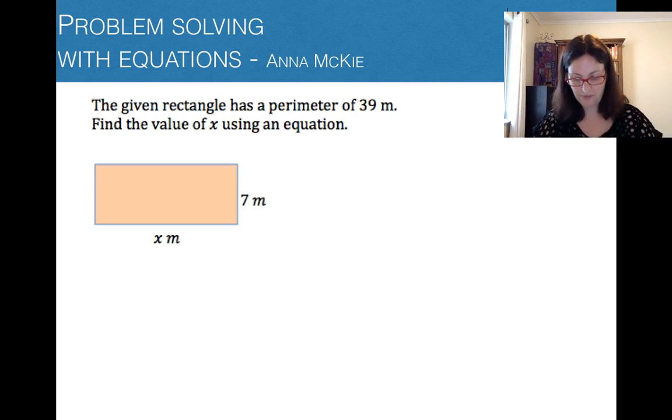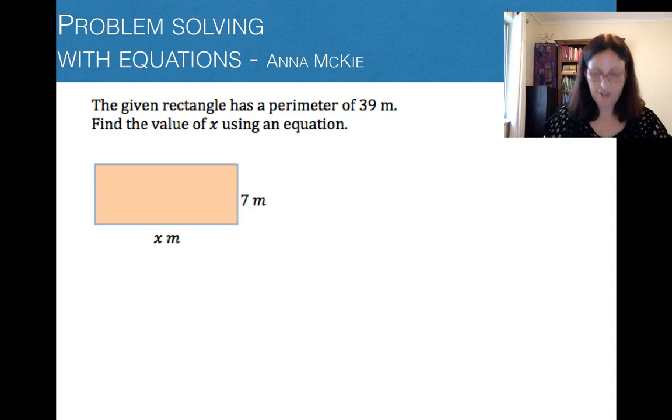One more. So, a measurement type of question here. The given rectangle has a perimeter of 39 meters. We need to find the value of x using an equation. You might be able to work it out in your head, but you need to use an equation to solve this. So x is the length of this side and 7 is the length of that side.